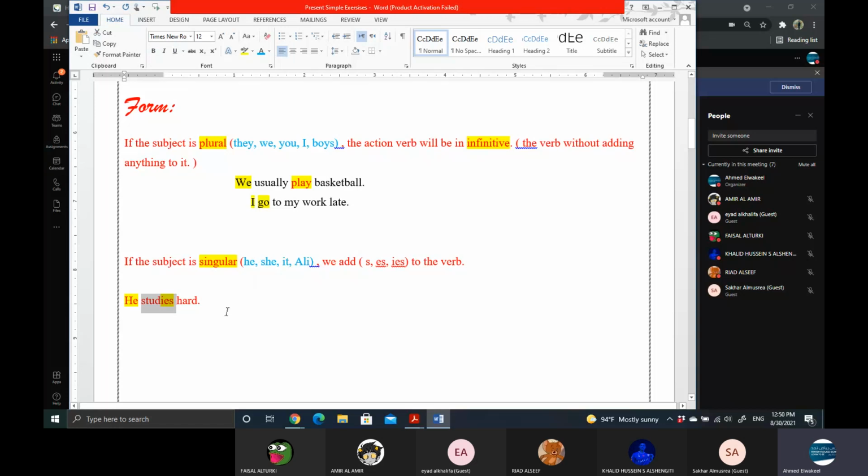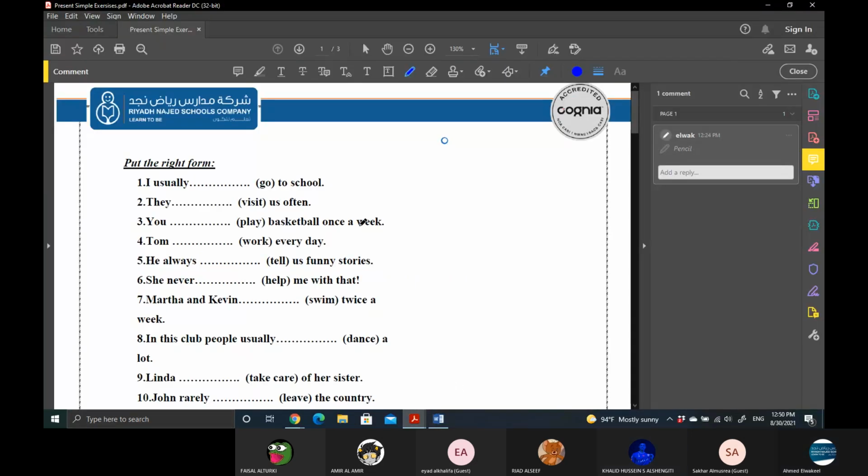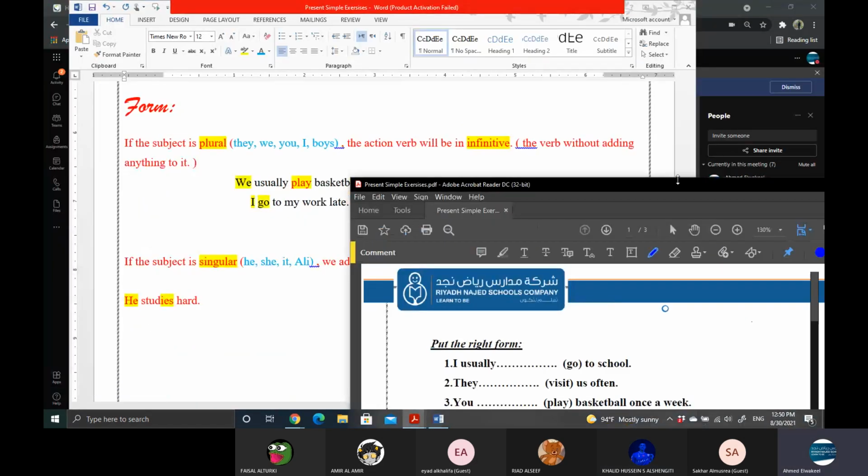So simply, guys, if you have a plural subject, you bring the verb in infinitive. If you have a singular subject, add s, es, ies. That's it. Okay? If it's plural, we don't add anything, right? We don't add anything. We just bring it in infinitive. Let's check some exercises.